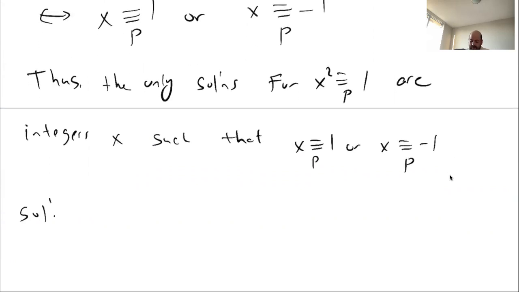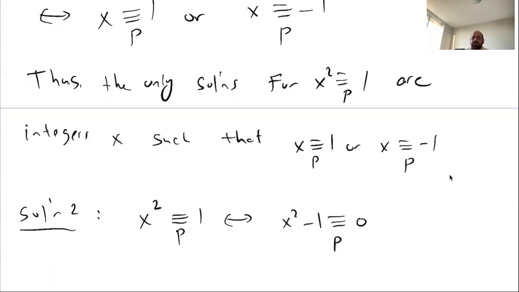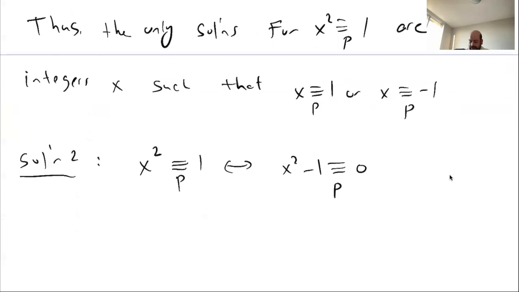Now, solution 2, I want to use polynomials. Solution 2, I think it's nicer and more beautiful. We want to solve x squared congruent 1 mod p. So this is the same as saying that x squared -1 congruent 0 mod p. Now I want to look at this as a polynomial. I define my polynomial x squared -1 as p of x. And this is the same as saying that this polynomial equals 0 in ZP.